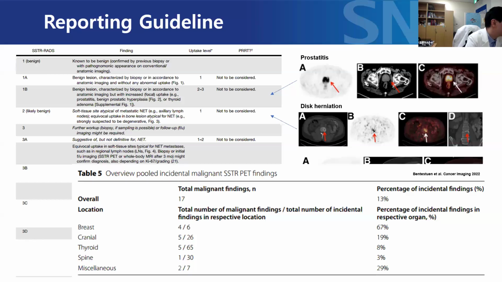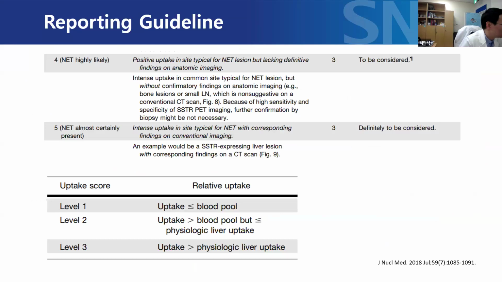And for the 3C, there seem to be some incidental malignant lesions with somatostatin receptor PET uptake, like in the breast and thyroid, which we should be cautious about when we read the PET image. Next, category 4 implies a high likelihood of neuroendocrine tumor, and 5 is reserved for definitely neuroendocrine tumor lesions.